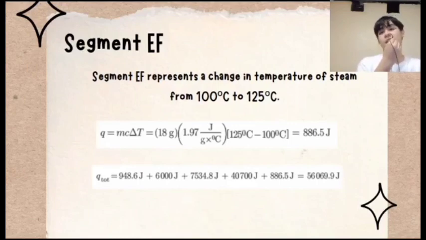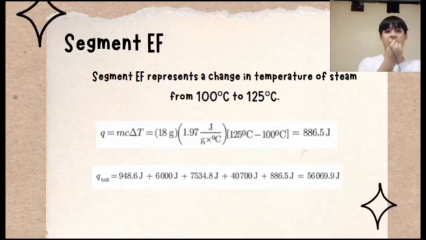Last is segment EF. Segment EF represents a change in temperature of steam from 100 degrees Celsius to 125 degrees Celsius. The heat associated with an increase in temperature can be calculated using the equation on the screen. A mole of steam weighs 18 grams and the specific heat of steam is 1.97 J·g⁻¹·°C⁻¹.